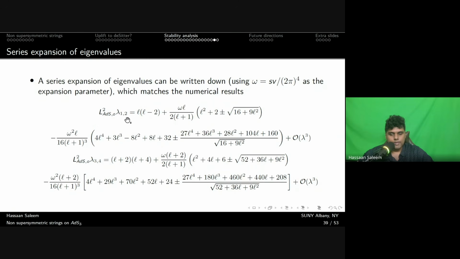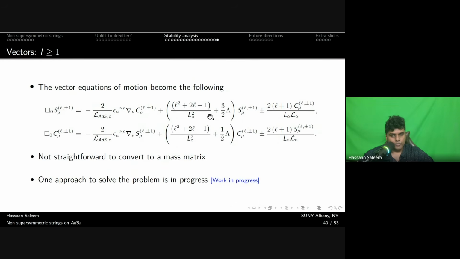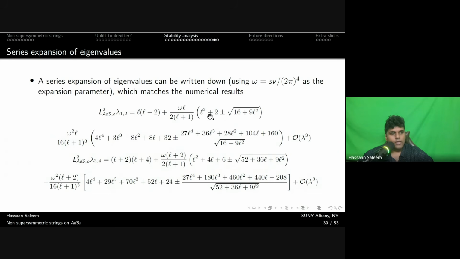So if you look at this series expansion, it tells you that eigenvalue 1 and 2 equal the tree level result plus these corrections. And for these corrections, the expansion parameter is omega, where omega is given as this, right? You can see that it's proportional to S, and if I remind you, S was proportional to lambda, as you can see here. So the expansion parameter has lambda in it, which means that the expansion parameter has one loop corrections. Okay, so these series expansions can be written down. They're not very pretty, but you can compare them with numerical results and they do match.